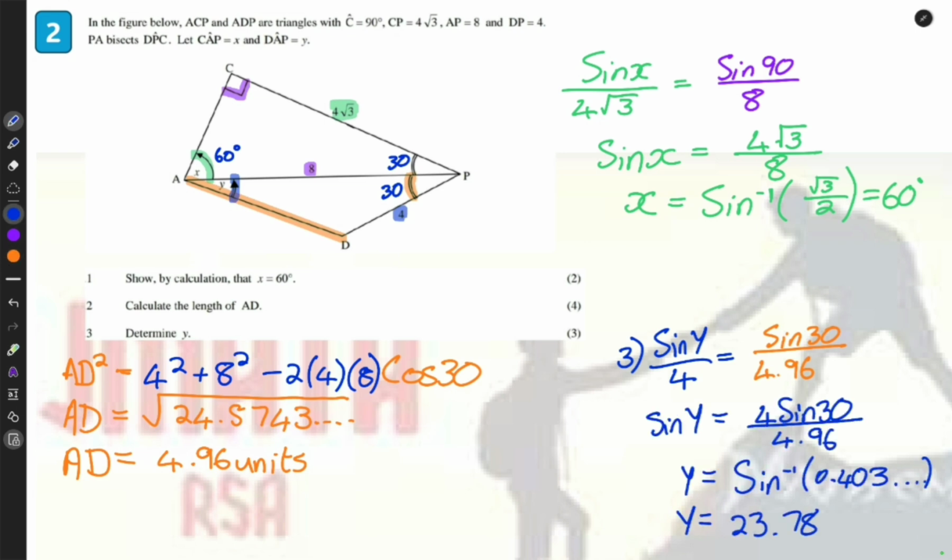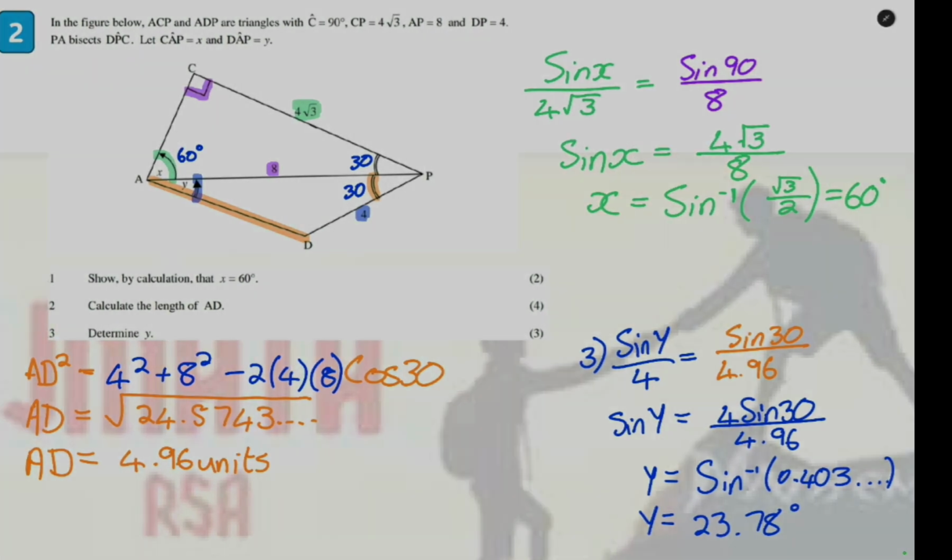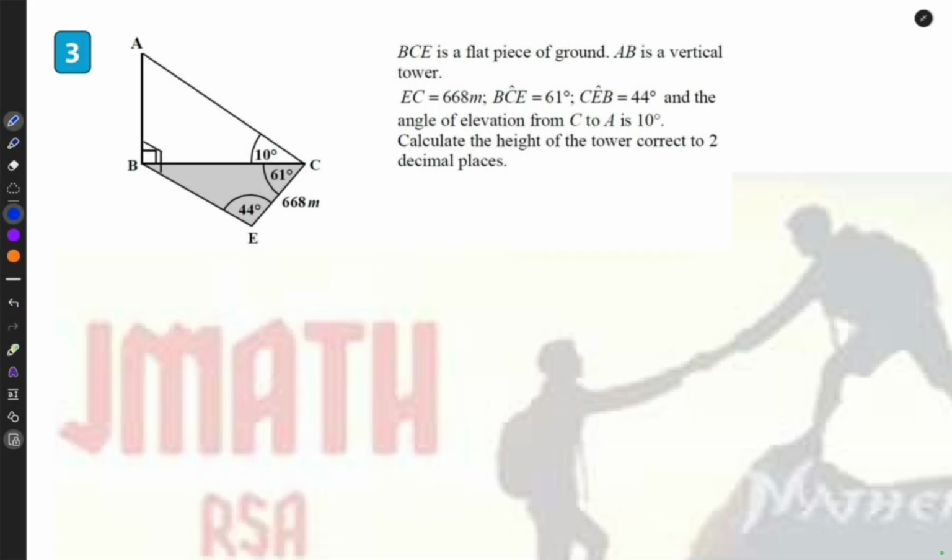If I then just complete the sum, use my calculator, I see y is 23.78 degrees. The only difference between a grade 12 sine rule, cos rule sum and a grade 11 is that they make it 3D. Now, this sounds very complicated, but in effect, it's really not that hard, as long as you can just visualize the triangles as they are and not get stuck on a 90 degrees.